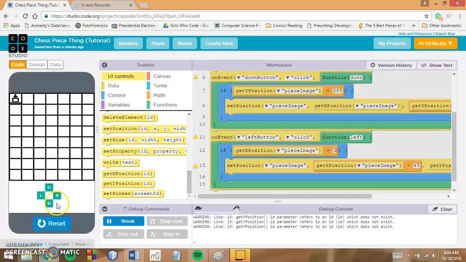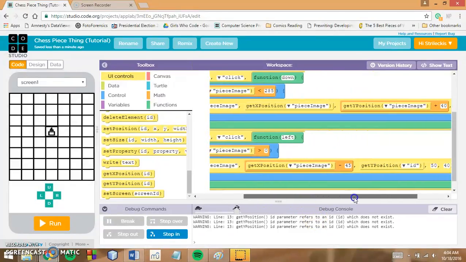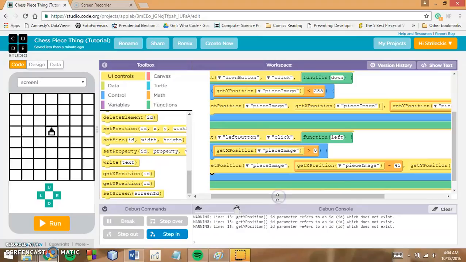Oops. That's an error. Oops, there it is. Yeah, so get Y position of piece image. So notice this, made a slight mistake.